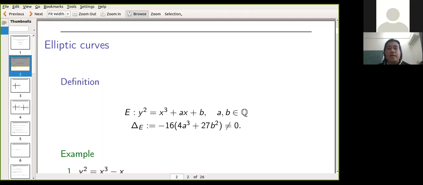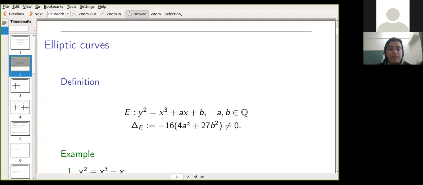All right, I have written down a few examples here. The first example is y squared equals x cubed minus x. Here we can easily plug in the values: a is -1 and b equals 0. So the discriminant is minus 16 times minus 4, and that is not equal to 0. So this defines an elliptic curve.